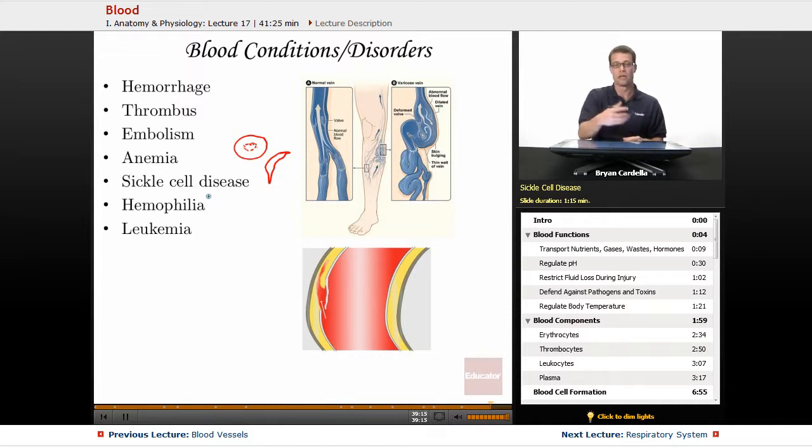Hemophilia is another genetic disorder. Unlike sickle cell disease, which is an autosomal disease, meaning not sex-linked, hemophilia, the most common form, is sex-linked. It's on the X chromosome, and if you've taken biology, you might remember that because it's on the X chromosome, it affects more males than women. Males only have one X chromosome, females have two. So all it takes is one harmful recessive allele on that one X chromosome in men to give them hemophilia. It takes the inheritance of that allele from both parents in women.